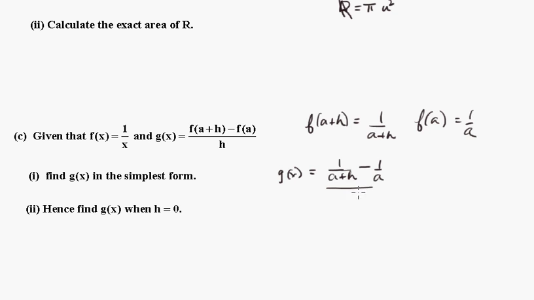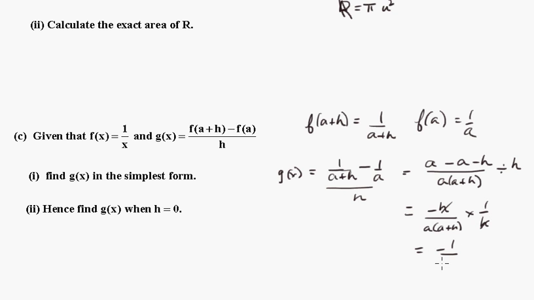Okay, all over h. Okay, so this becomes a here, minus, now what's the sign? Minus a minus h, all over a outside of a plus h, divided by h. So that's going to be minus h over a into a plus h. Invert and multiply 1 on h. These go out and you get minus 1 over a outside of a plus h.